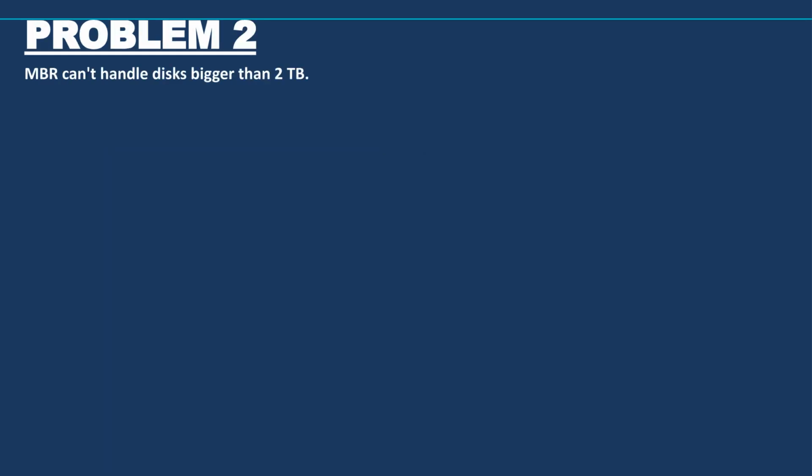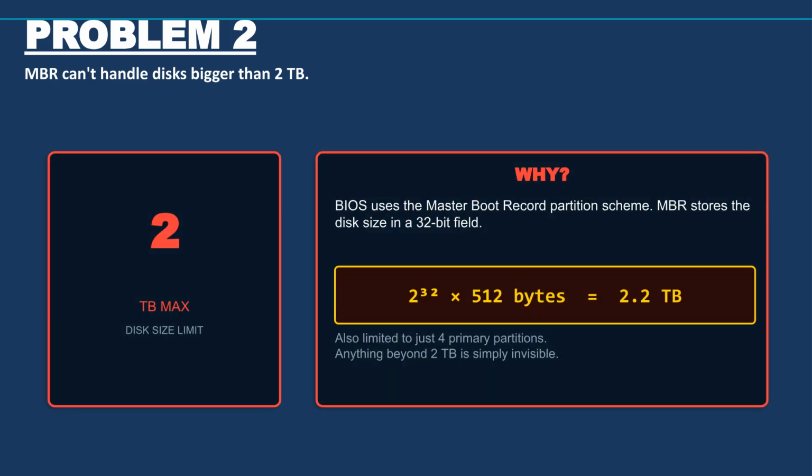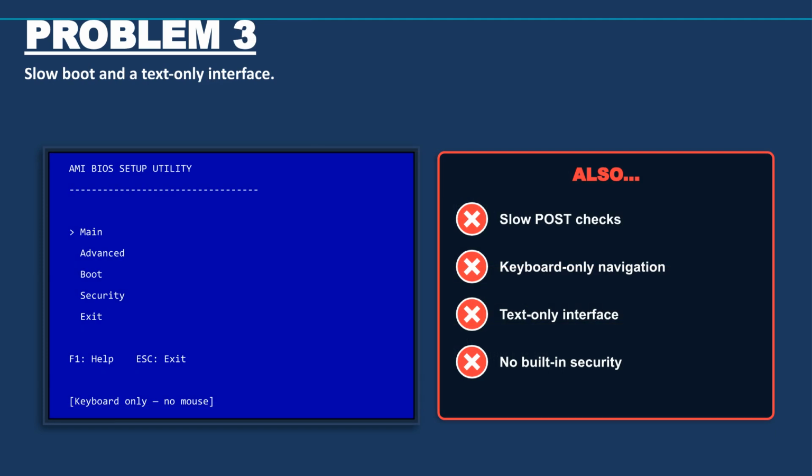Another problem with BIOS is the disk size limitation. The master boot record, MBR, uses a 32-bit field for disk size, which limits it to a maximum of 2.2 terabytes. Anything beyond that is invisible, and it is also limited to just 4 primary partitions. BIOS is also associated with slow boot times due to sluggish POST checks. Its interface is text-only and keyboard-only, lacking modern features like mouse support or built-in security.